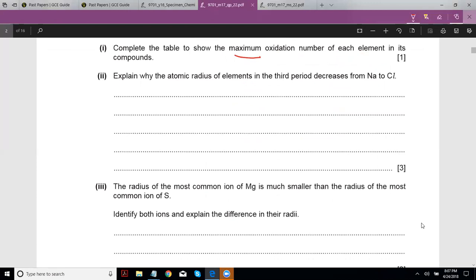Explain why the atomic radius of elements in the third period decreases from Na to Cl. इसमें जरा wording का ख्याल रखना पड़ता है given the marks. So 3 marks, so you need 3 proper points, right? So here was nuclear charge increases. What I mean by nuclear charge, I mean the charge of the nucleus. As simple as that. Atomic number increases, right? So protons are being added to the nucleus. So nucleus में charge ज़्यादा है.